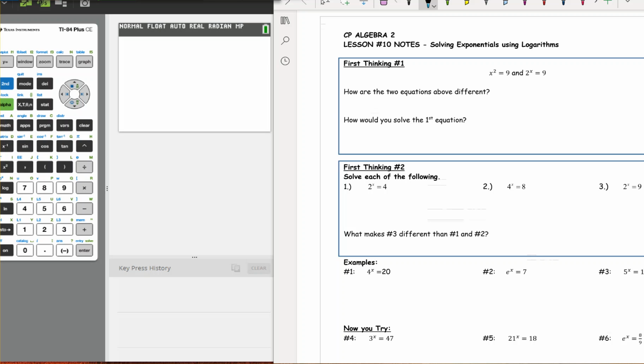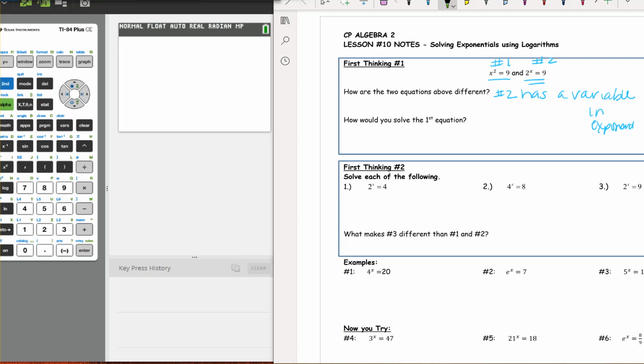Okay, so what you should notice here is two separate equations, and what we wanted you to look at is what made them different. This first equation here is a quadratic. So it's got an x squared, whereas the other one has a 2 to the x. So if we call this equation number 1 and this equation number 2, equation number 2 has a variable in the exponent, whereas equation number 1 does not.